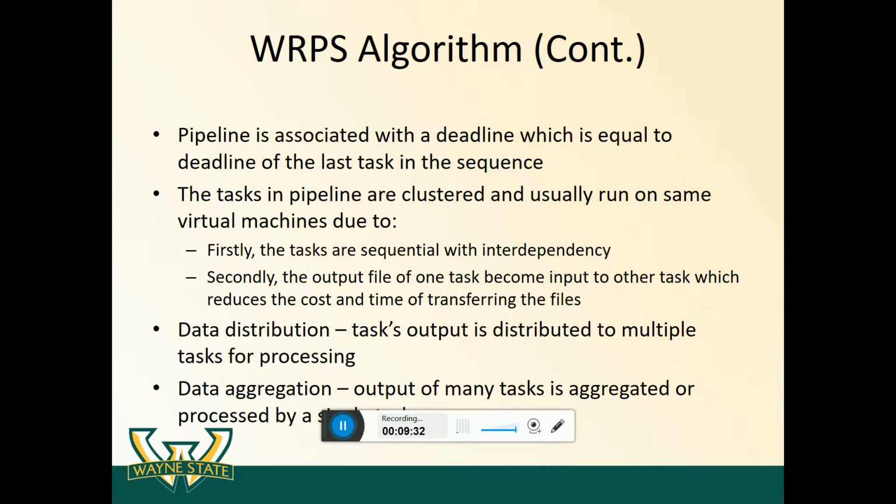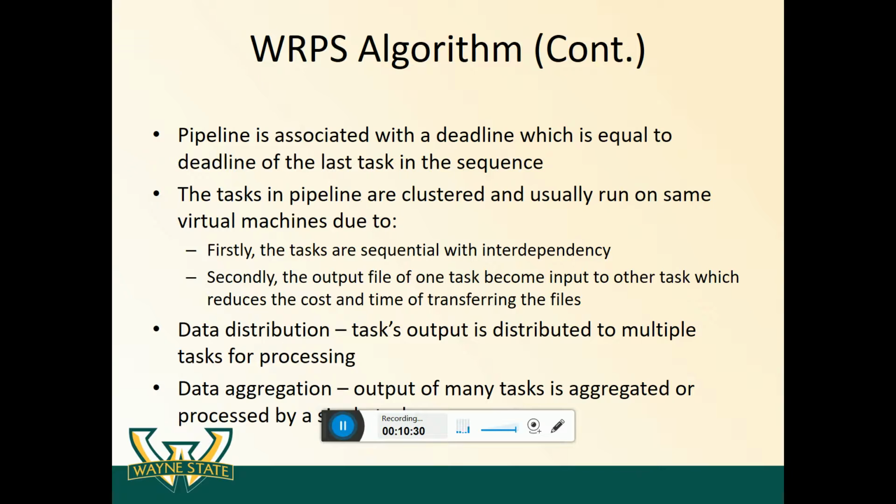The tasks in a pipeline are clustered and usually run on the same virtual machine, basically due to two factors. Firstly, the tasks are sequential with interdependency. The tasks are required to run one after the other. Secondly, the output file of one task becomes the input file of the next one. By running on the same VM, we avoid the cost and the time of transferring this file in and out of the global storage. To avoid communication and processing overhead, as well as VM provisioning and deprovisioning delays, tasks in a pipeline are clustered together and are always assigned to run on the same VM.